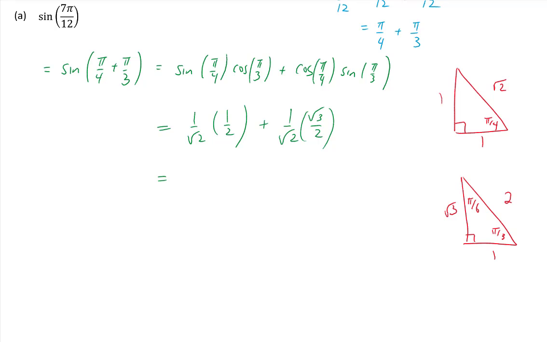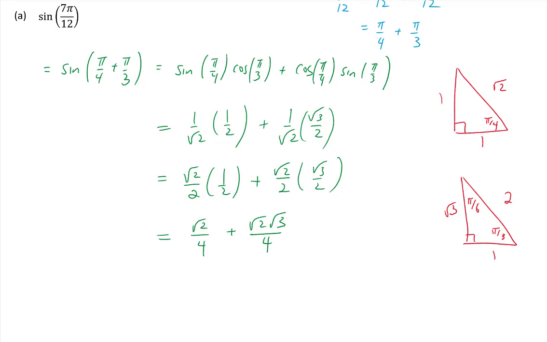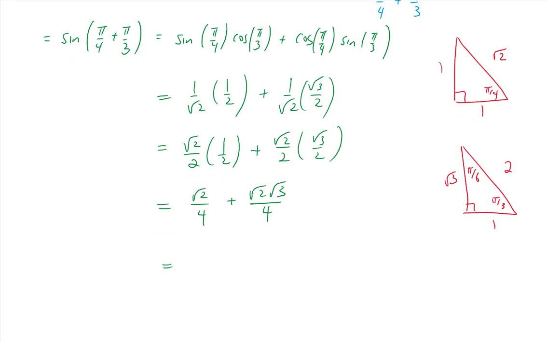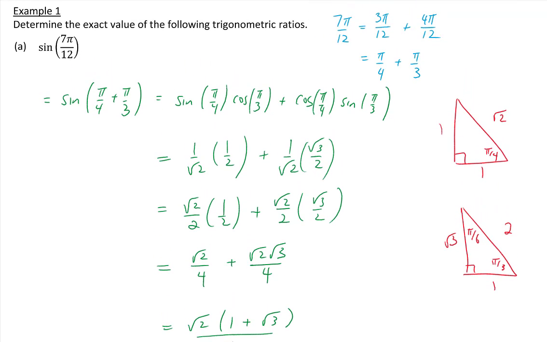To ensure that we don't have a radical in the denominator, I'm going to rewrite 1 over root 2 as root 2 over 2. Next step is to multiply, so I get root 2 over 4 plus root 2 times root 3 over 4. And the last step, you can factor out the root 2, which leaves me with 1 plus the square root of 3, since both terms are over the denominator of 4. And this would be the exact value of sine of pi over 4 plus pi over 3, or sine of 7 pi over 12.